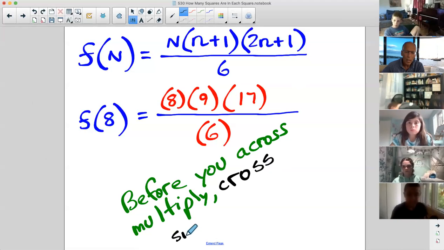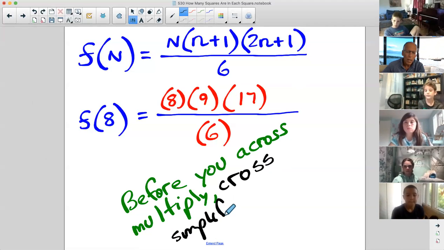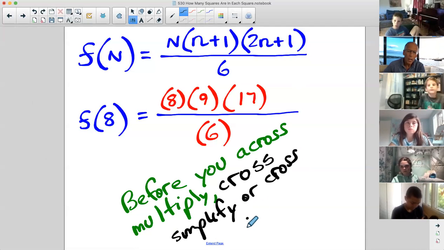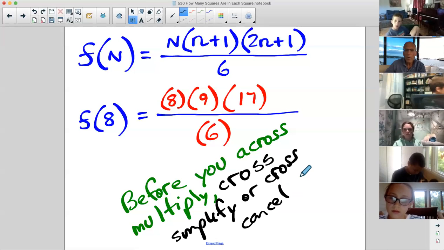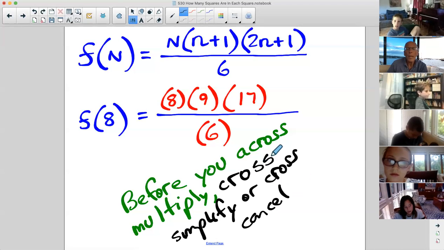Well, for the multiplication thing, you could do 8 times 2 times 9 plus 9 times 2 plus 17 times 2. Yeah, but where are you getting those from? I'm dividing 6 by 3 because there's 3 numbers you have to times by. Well, guys, the word is cross simplify or cross cancel.